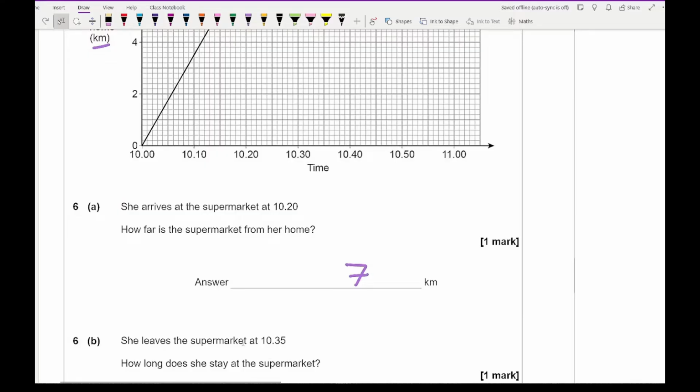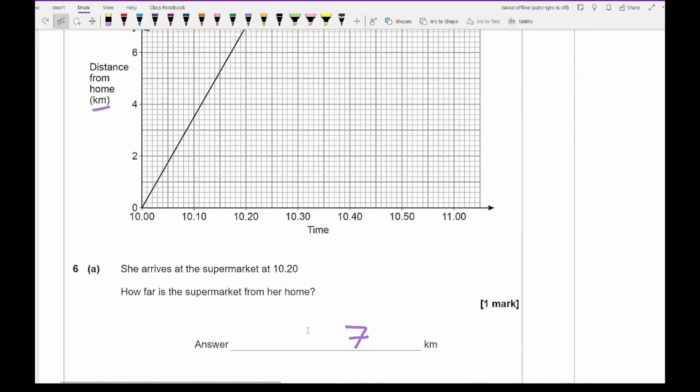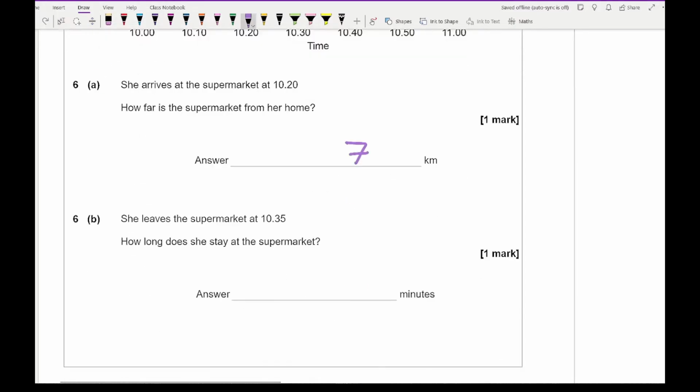Then it says she leaves the supermarket at 10:35. How long does she stay at the supermarket? So what we want to do is just measure the distance of the horizontal line. So this bit here is B, and you can see each little chunk of squares is 5, so we've got 5, 10, 15 minutes. That's going to be 15 minutes.